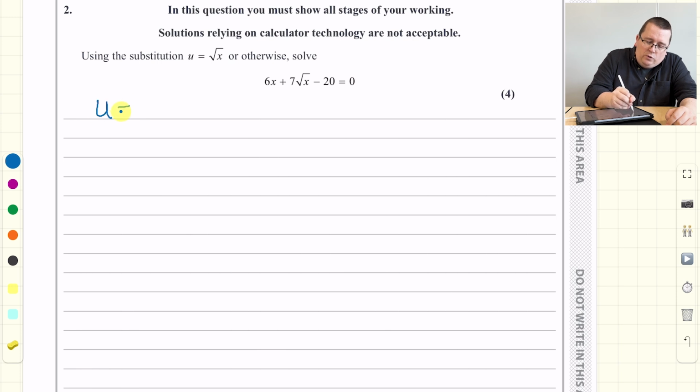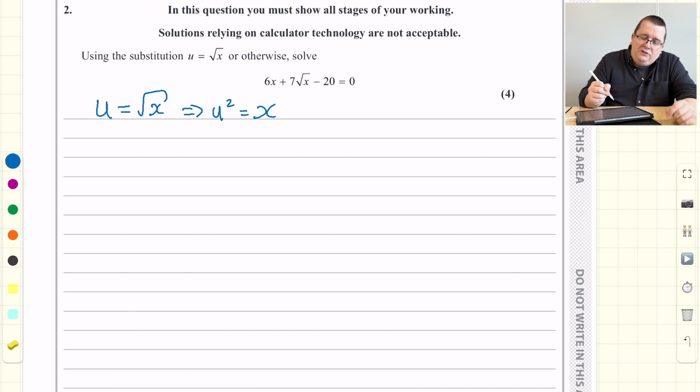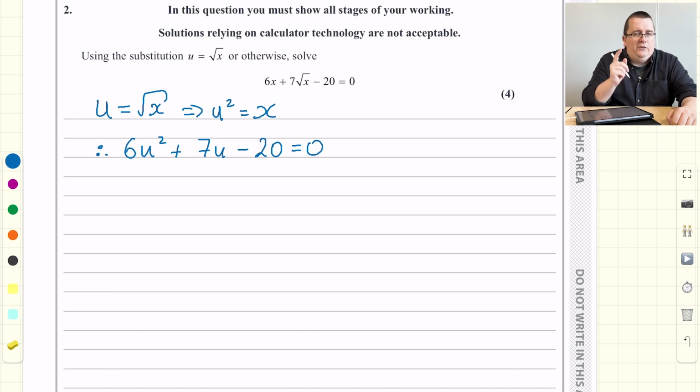So if we're saying that u is equal to the square root of x, we can square both sides and then say, well, u squared must therefore be x. So we can replace the x with u squared, the square root of x with u. So therefore, 6u squared plus 7u, take away 20 is 0. So let's try and factorize this. So I'm going to plug that quadratic into my quadratic solver. 6x squared plus 7x, take away 20. And we get minus 5/2 and 4/3.